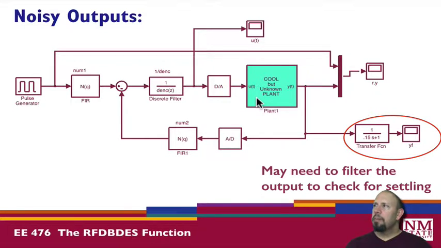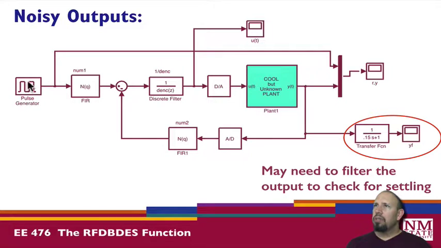And so you won't necessarily know what the actual output is going to look like, because you don't actually have access to that signal. You actually get the signal that comes out after the noise. And so in general, you may need some kind of a filter to check for settling, for example, to get rid of some of that noise for settling.